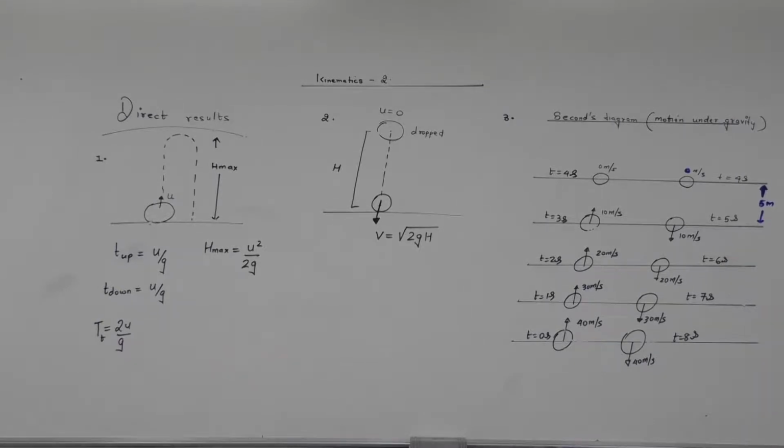In the second second, it will always cover 15 meters. Third second, always it will cover 25 meters. Fourth second, always it will cover 35 meters. How, sir? How did you get this? It is called Galileo's law of odd numbers. It will always follow odd numbers. 1 into 5, 3 into 5, 5 into 5, 7 into 5, 9 into 5, 11 into 5, 13 into 5. But here it is reaching the ground, no?